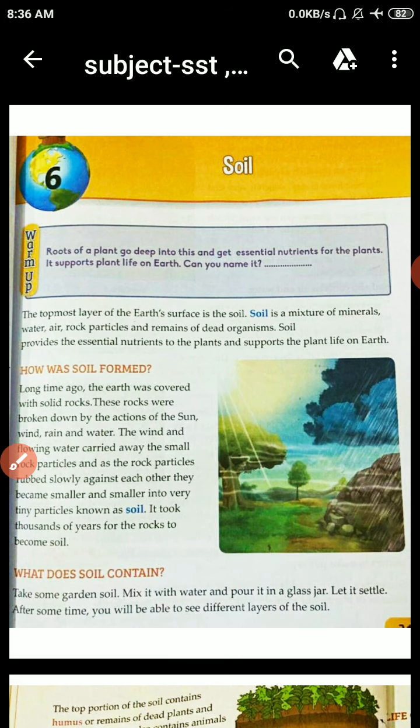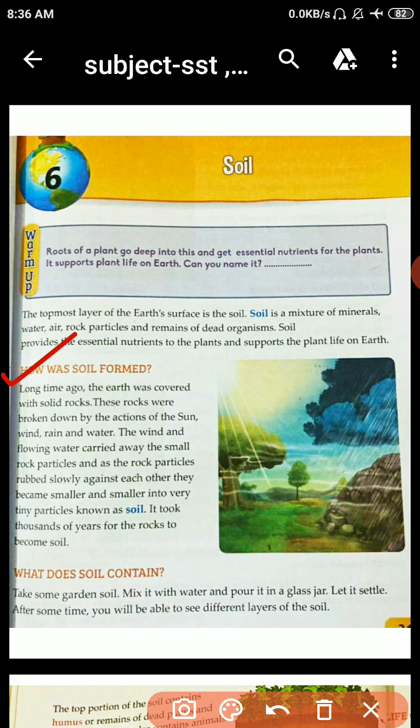Now, how was soil formed? Long time ago, the earth was covered with solid rock. We already studied about it. These rocks were broken down by the action of the sun, wind, rain and water.